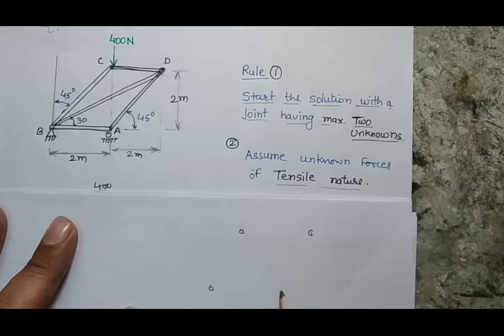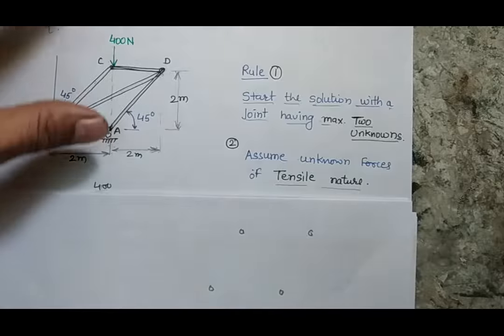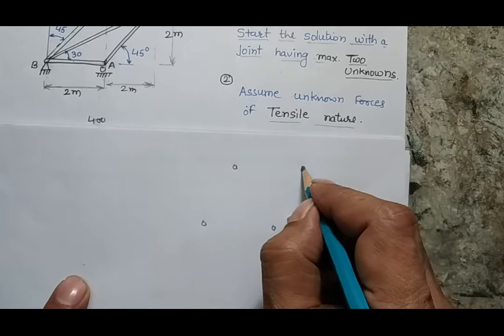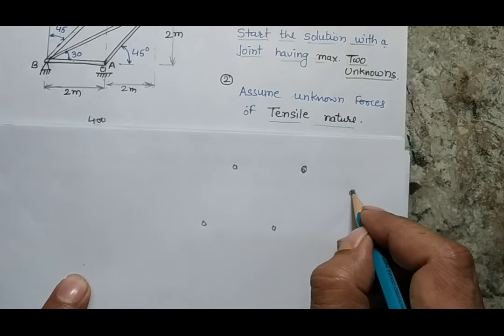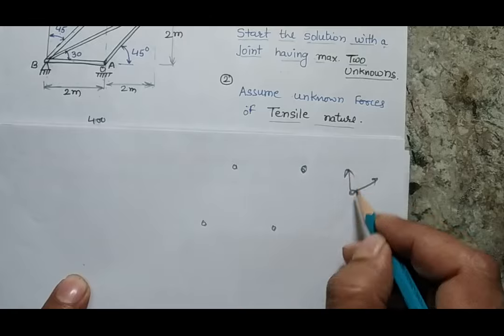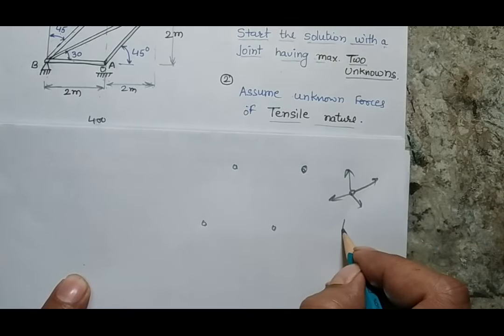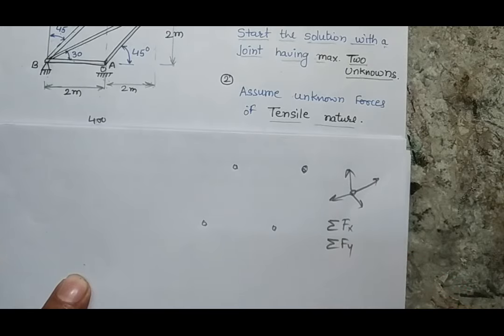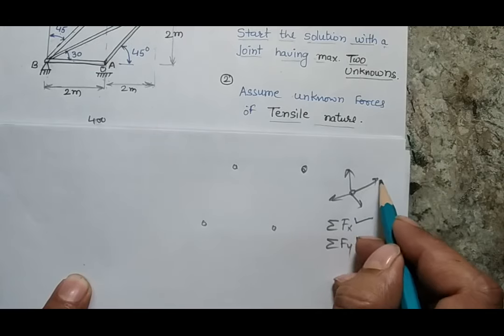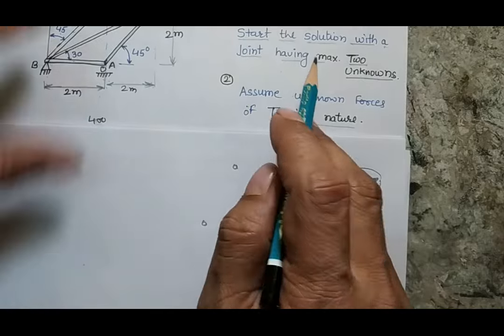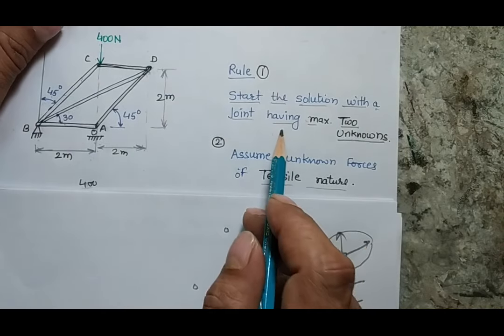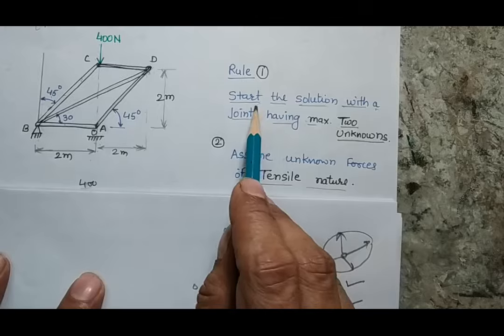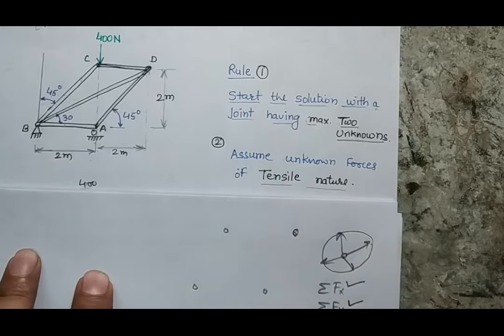If we are going to make the free body diagram of a point, basically we are going to write the equation of equilibrium of a particle. And we know that when we have a particle subjected to a number of forces, we can write two equations: one for the summation of horizontal forces, and one for the summation of vertical forces. So maximum 2 unknowns can be solved with one free body diagram. This is an important and essential condition, which says that we can start our problem with a joint where we have maximum 2 unknowns. If the unknowns are more than 2, we cannot solve the problem.